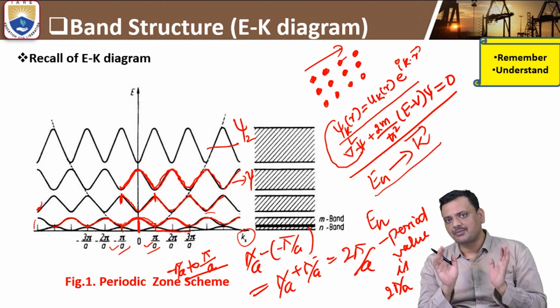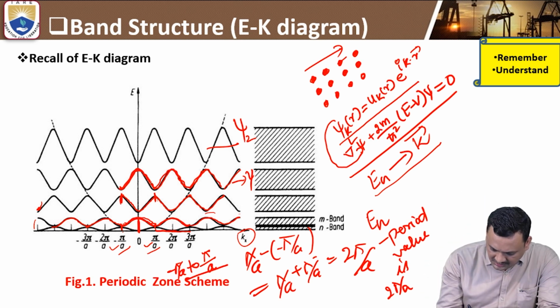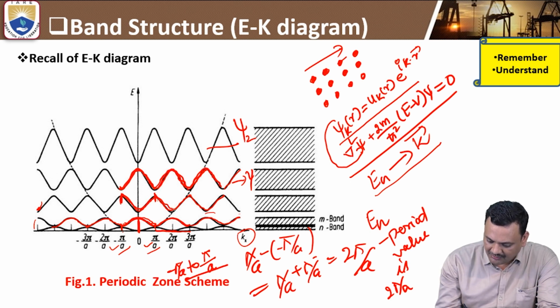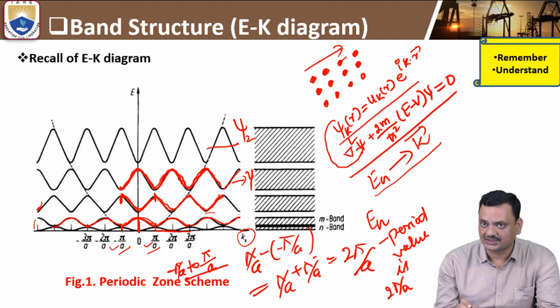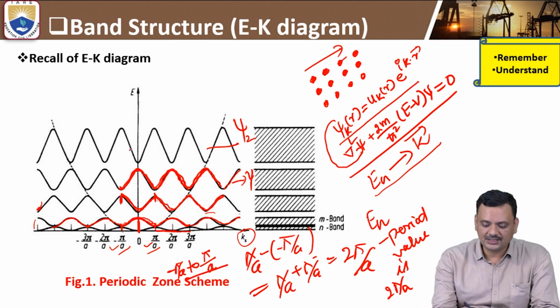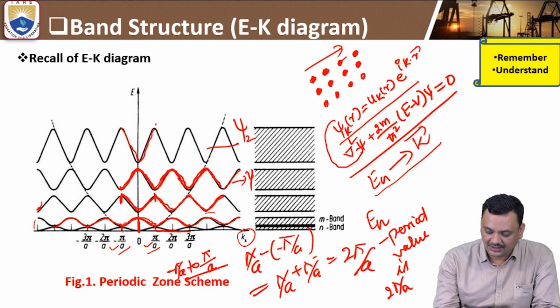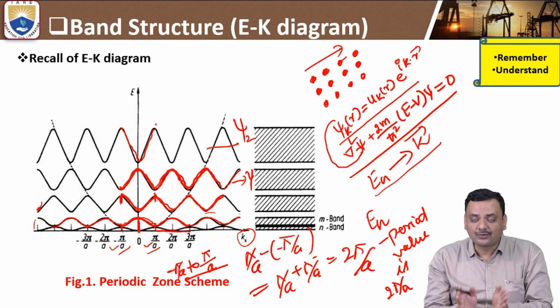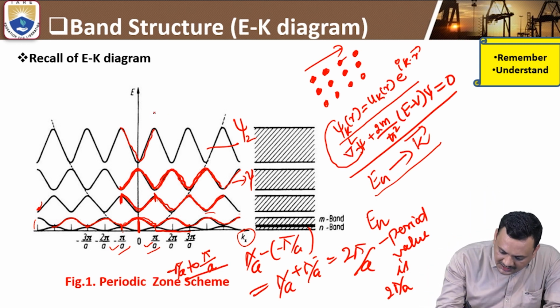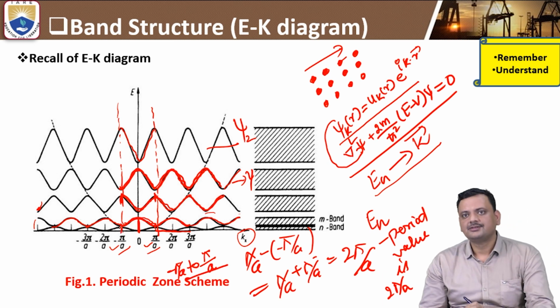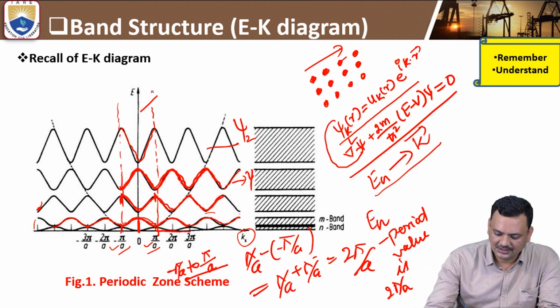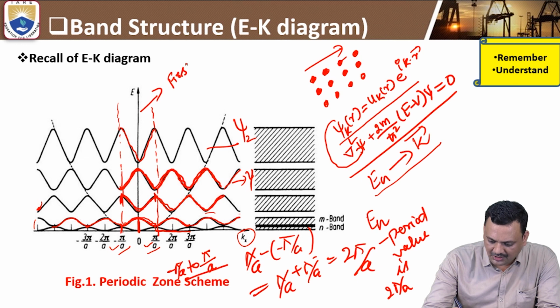Whatever the property of the wave function here, the same property is repeated again and again for each allowed energy state wave function. So, if you know the wave function in this region, this is known as your first Brillouin zone.